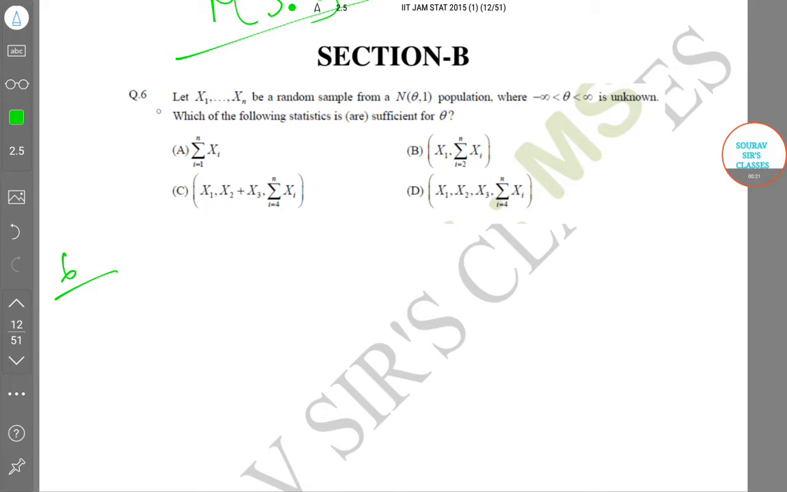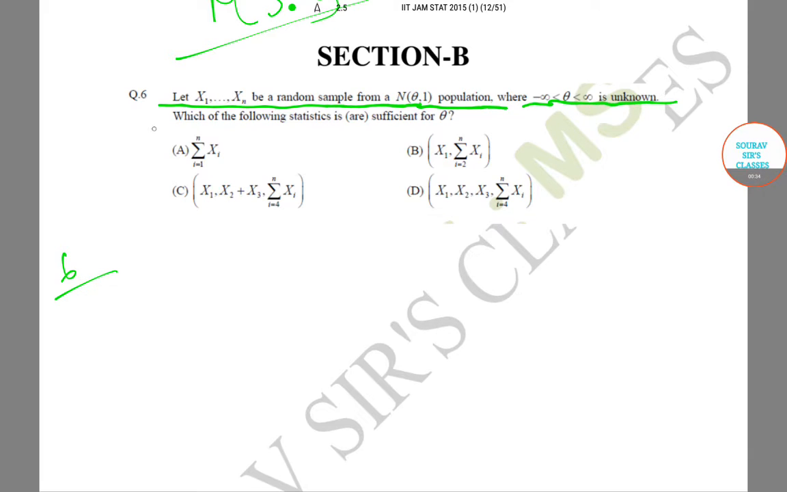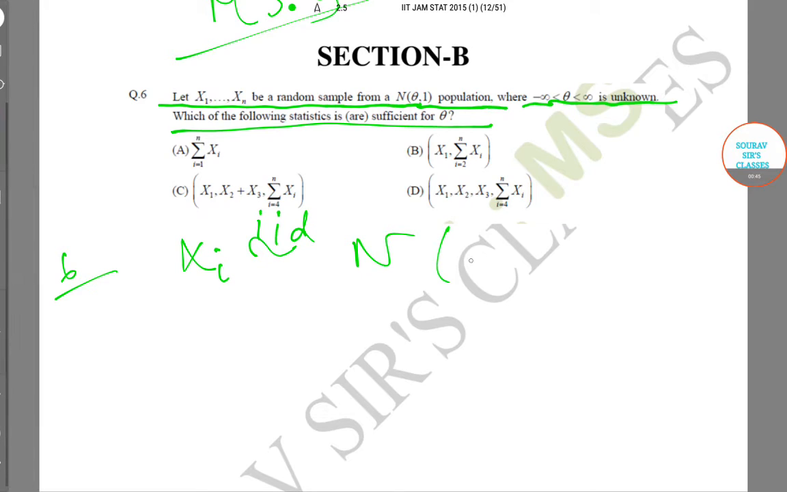In question number 6, we have x1 to xn, random variables of a sample of size n that follows a normal distribution with parameters theta and 1, where minus infinity less than theta less than infinity is unknown. So, which of the following statistics are sufficient for theta? So, let's check this. Xi belongs to normal distribution with parameters theta and 1 for each i belonging to 1 to n.